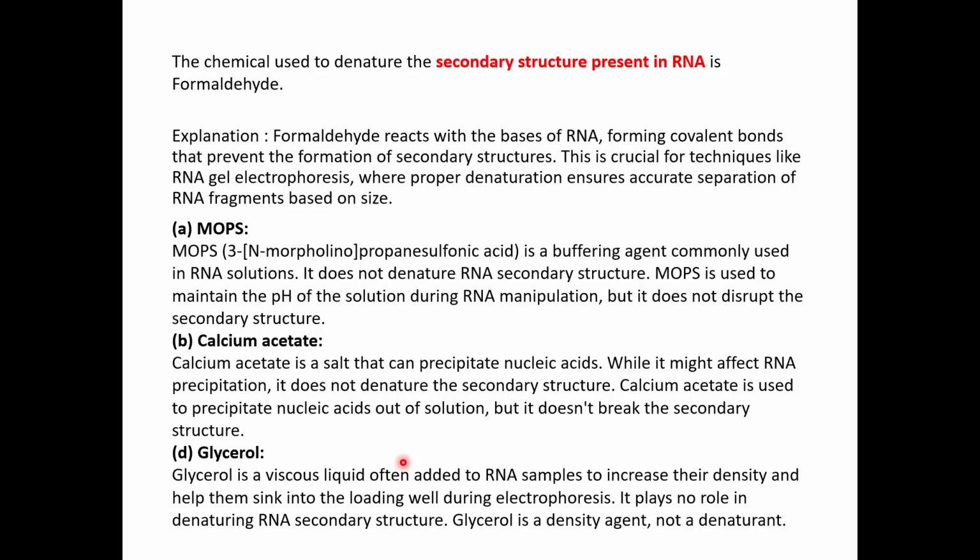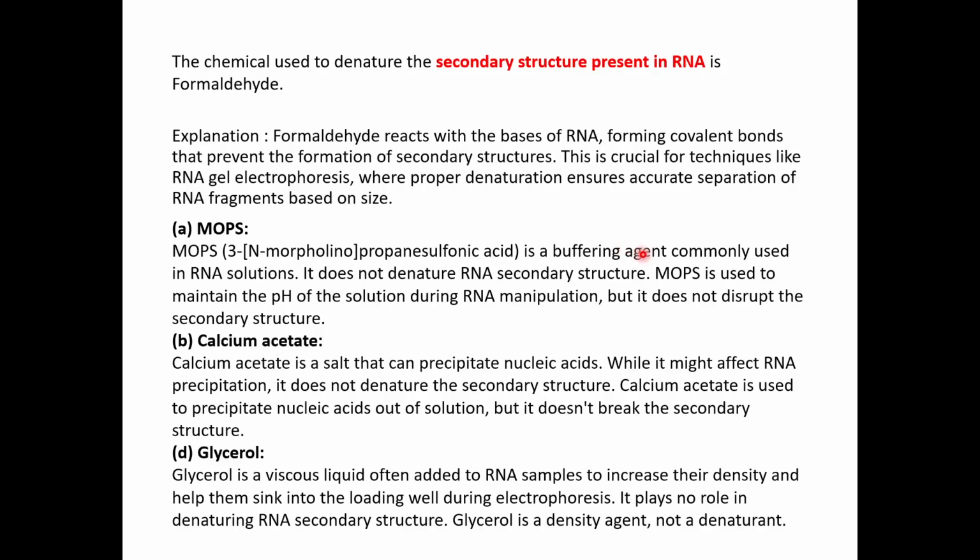And next is the chemical used to denature secondary structure in RNA is formaldehyde. So formaldehyde reacts with bases of RNA, forming covalent bonds that prevent the formation of secondary structures. This is crucial for techniques like RNA gel electrophoresis, where proper denaturation is important for accurate separation of RNA fragments based on the size. So MOPS is not used, calcium acetate is not used, glycerol is not used.